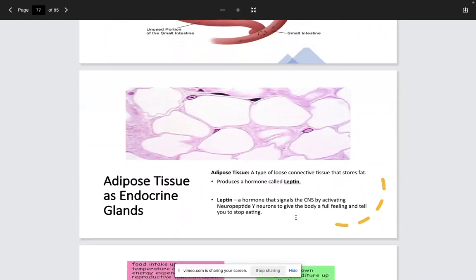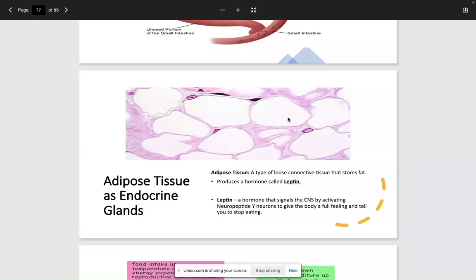This picture here is depicting adipose tissue. These big white cells are the adipose. They produce a hormone called leptin. Leptin is going to be a hormone that gives your body a full feeling and tells you to stop eating. So leptin's good. Leptin is going to let you know that, hey, I have satiety, I'm full.